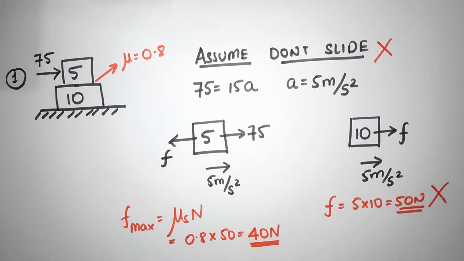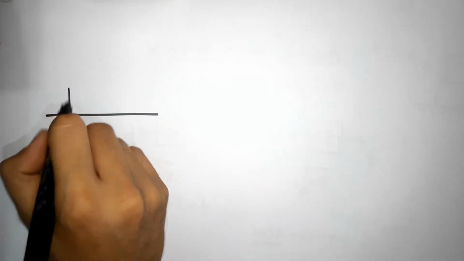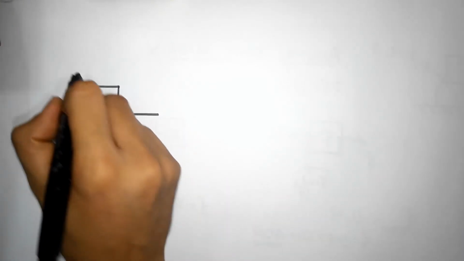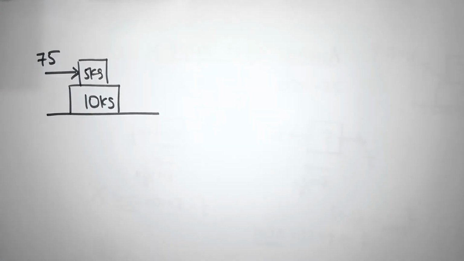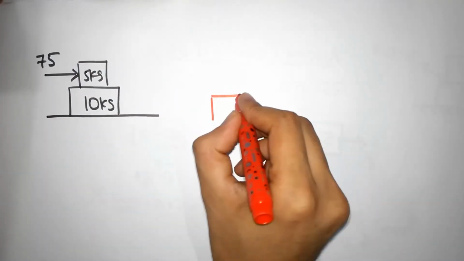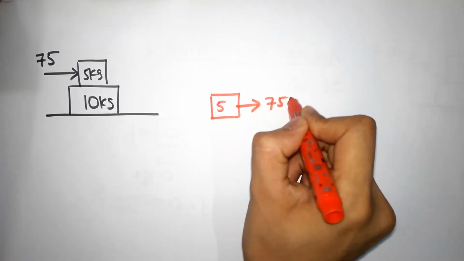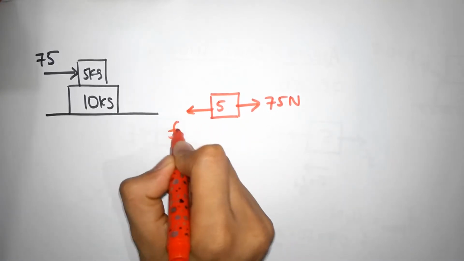So let's redraw this. Might look tedious, but with a little practice, we will be able to do this in few steps. Alright, let's redo this. We had 10 kg, 5 kg, 75 newtons this way. Okay, we now know that they will not accelerate together. So what's going to be the acceleration of each block? Let's quickly draw free body diagrams. There's going to be a 75 newton force this way, and there's going to be maximum frictional force this way.